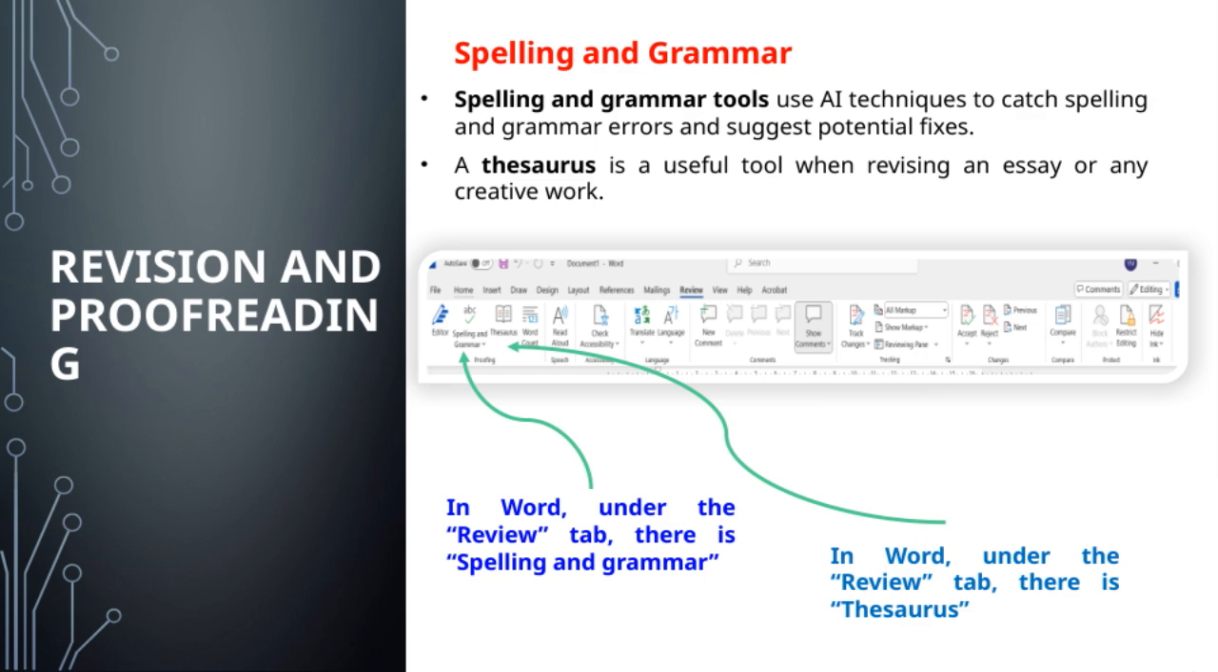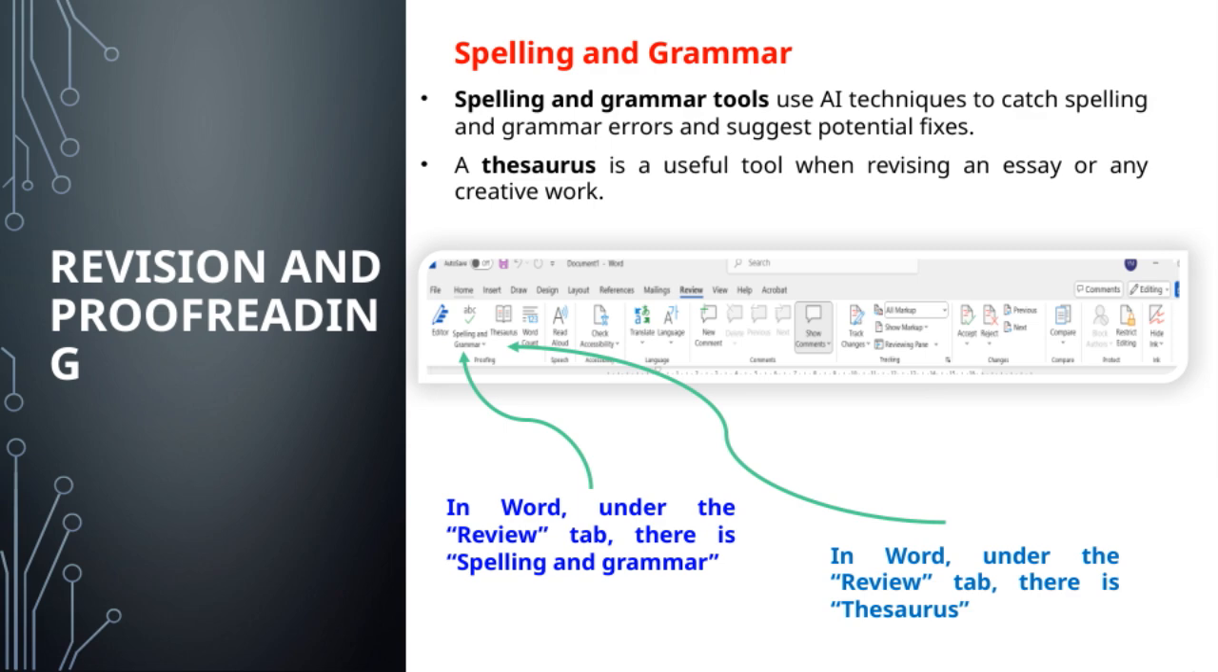Also, within the same Review tab, you'll find Spelling and Grammar. These tools leverage AI techniques to automatically detect errors in your document. They not only highlight mistakes, but also suggest potential fixes, making editing much easier and more efficient. Both the Thesaurus and Spelling and Grammar tools are essential for revision and proofreading. They help ensure your writing is clear, polished, and professional.